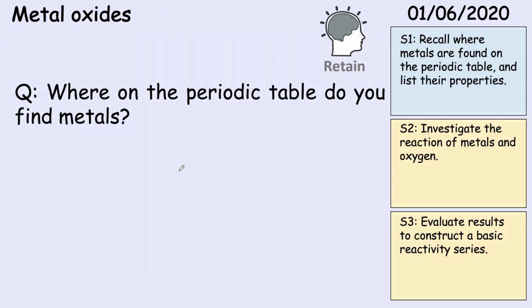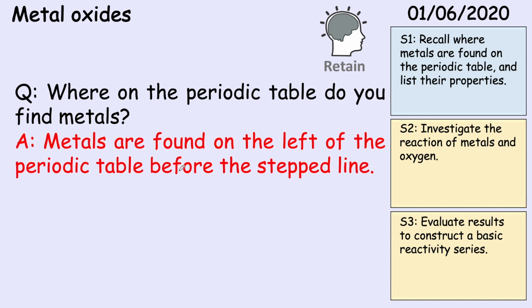So before we get started, where do you find metals on the periodic table? This should be a bit of a recap from year 9. And hopefully, if you can see a periodic table, you'll notice that all the metals are on the left of the stepped line. And that's important because as we go through some of the worked examples today, you need to know that the things that we're reacting are indeed metals.